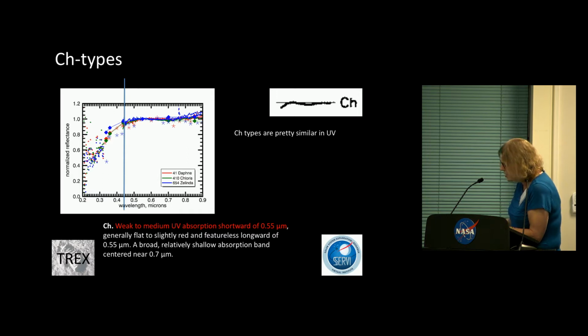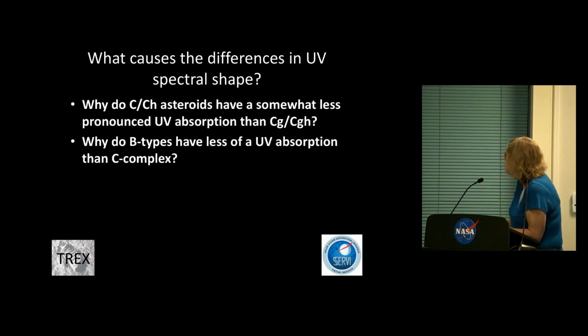So we have some variations here, and a lot of this is occurring shortward of 0.55 microns or 550 nanometers. You see this interchangeably. So we wondered if we could learn anything about the differences from our spectra: what causes the pronounced UV absorption that's stronger in the C, G, and CGH types as opposed to the C and CH types, and whether it does or doesn't have a 0.7 micron feature.